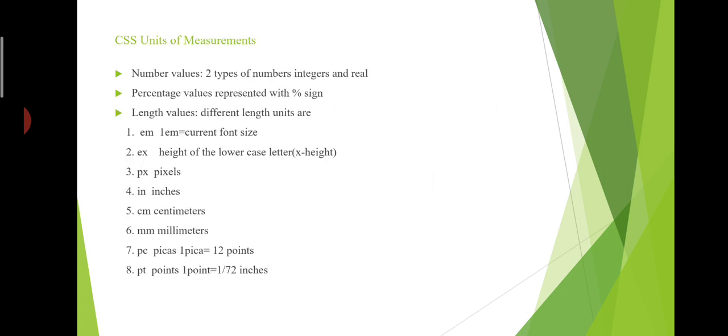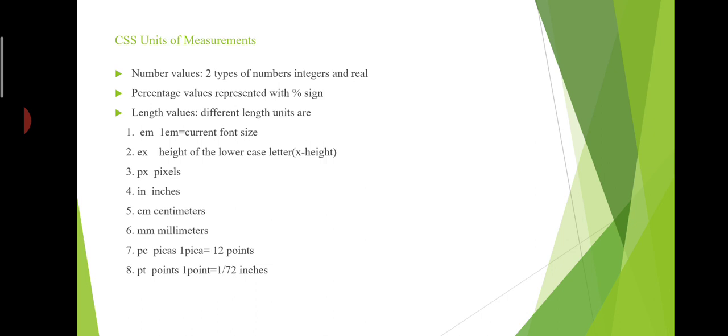Coming to the CSS units of measurements. Here, there are different types of CSS units of measurements. One is the number values. Number values usually mean integer values or float values. For example, 10 is an integer value, 2.5 is a real value. So those can be named as number values.